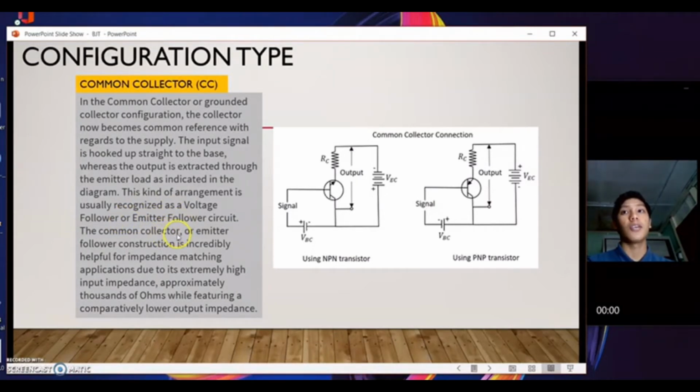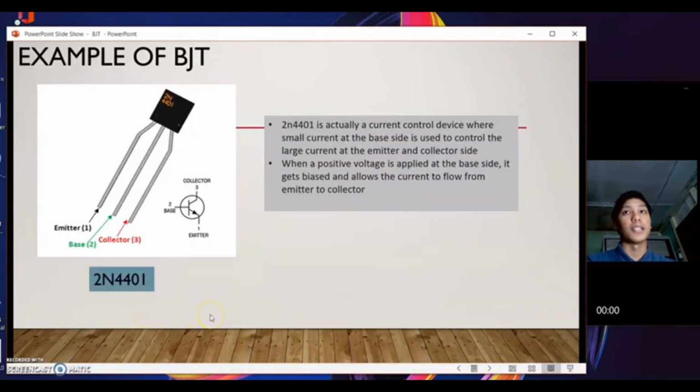The common collector or emitter follower construction is incredibly helpful for impedance matching applications due to its extremely high input impedance, approximately thousands of ohms, while featuring a comparatively lower output impedance. So this is an example of a BJT, that is 2N4401.